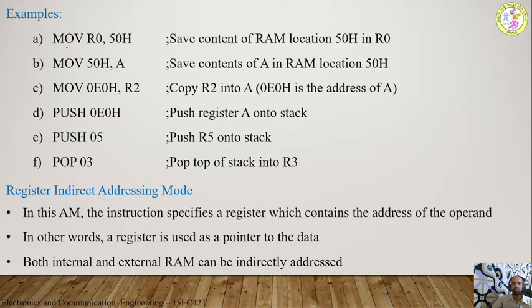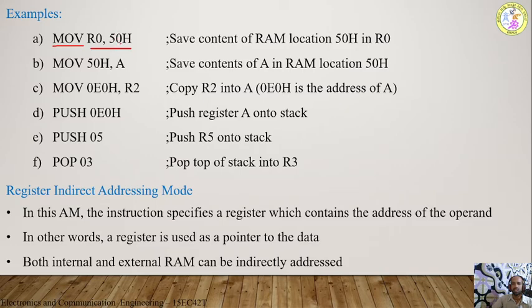Examples are move R0, 50. Now observe here, this is the opcode move operation, and two operands are there. One is R0, another one is 50. This is the source and this is destination. You can observe destination is a register, R0 register, whereas source is 50H.